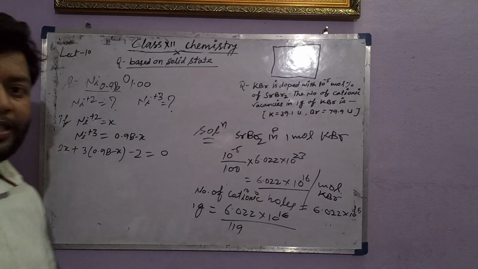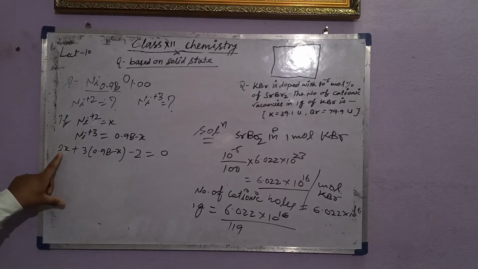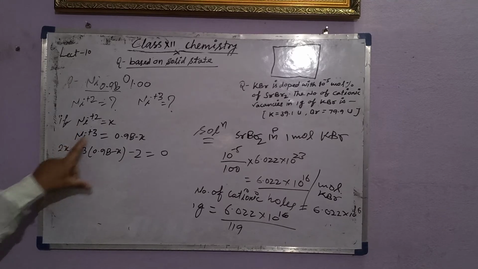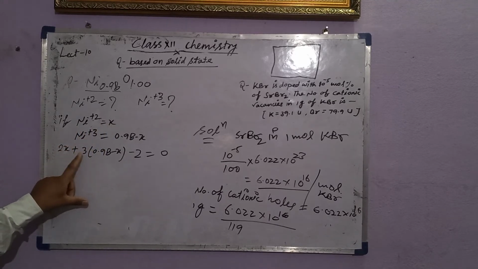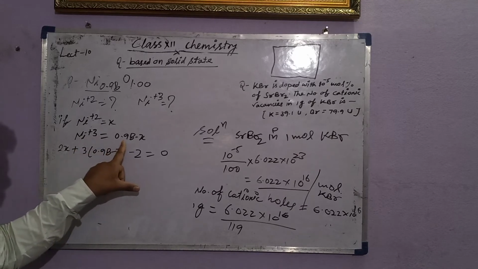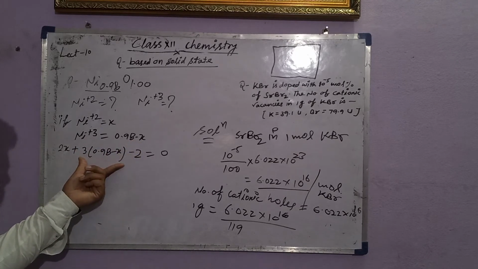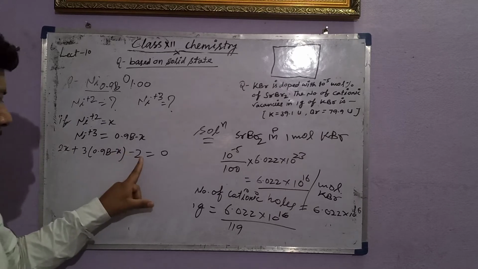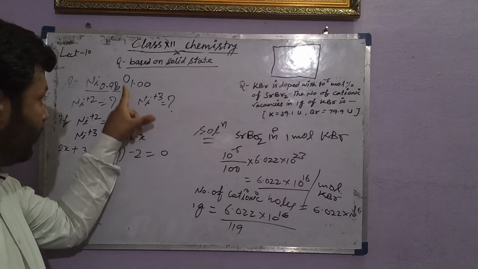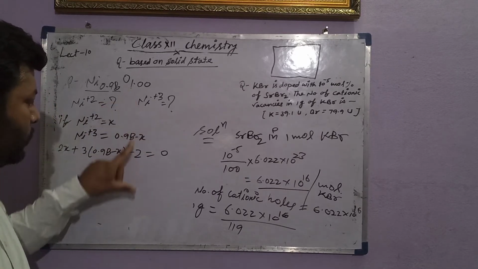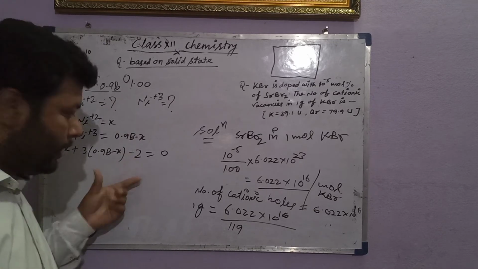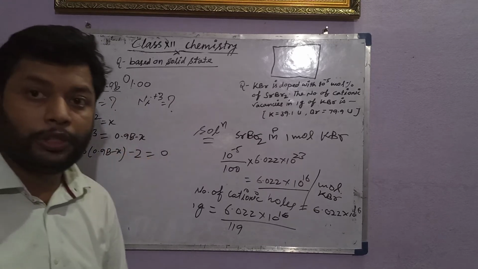So we have an equation: charge of nickel plus 2, that is x, gives 2x. Charge of nickel plus 3 is 3, and the number of nickel plus 3 is 0.98 minus x, so that will be into 3. And then -2 is the charge of oxygen, because that is a full unit number. So we are taking here -2 only. And the whole value is 0.